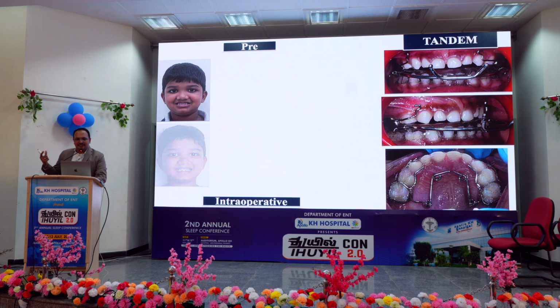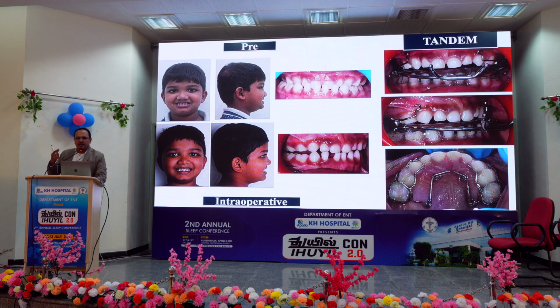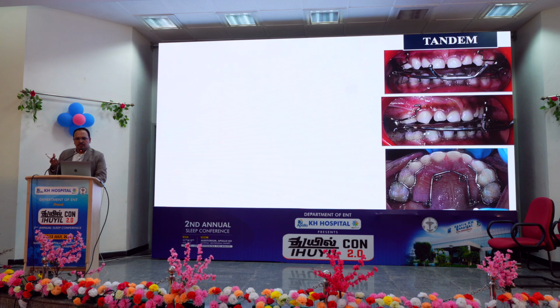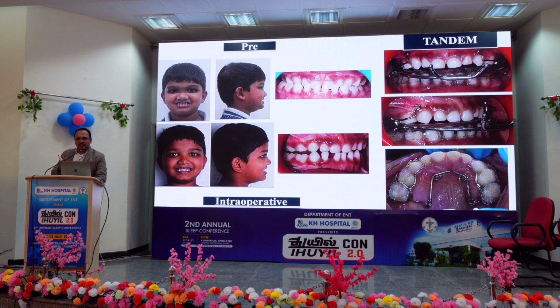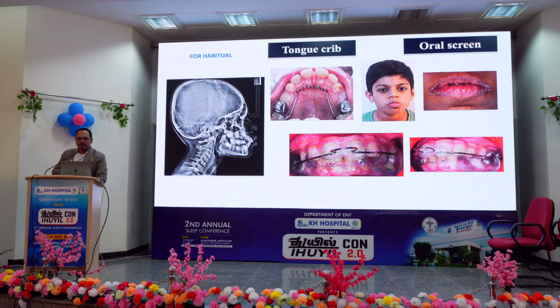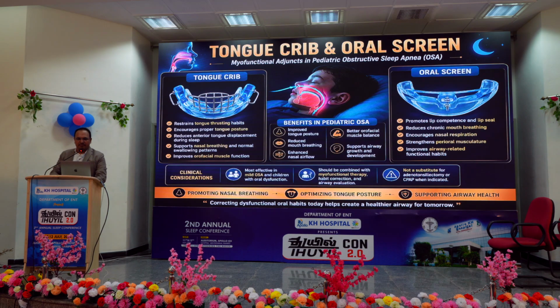So these are for class 3 corrections where the mandible is forward and the maxilla is inward. So we are looking at a very young age, like 5 years, 4 years and so on. We are looking at correction by means of an appliance called the tandem appliance. For the tongue crib, if there is only a problem in the tongue swallowing pattern, then we are looking at an appliance called the tongue crib. We want to ensure that the tongue rests against the palate and proper swallowing happens. If the problem is only with mouth breathing, we are looking at an appliance called the oral screen, which improves the oral breathing pattern.